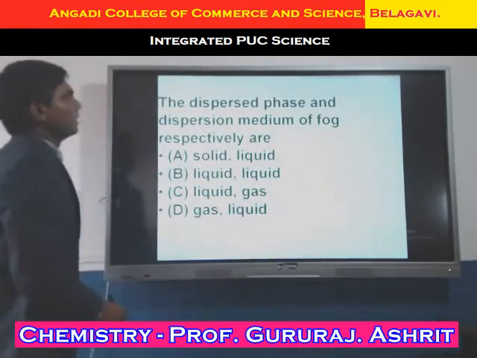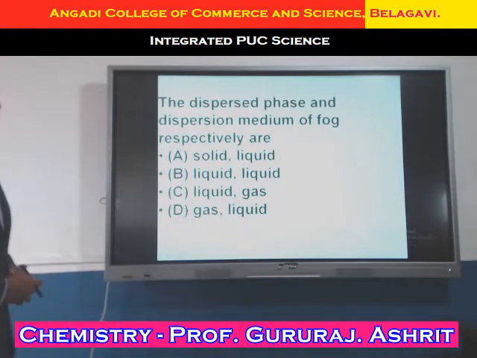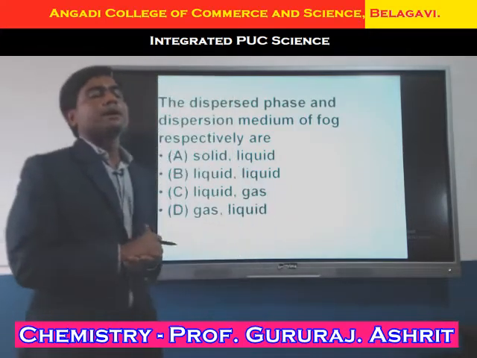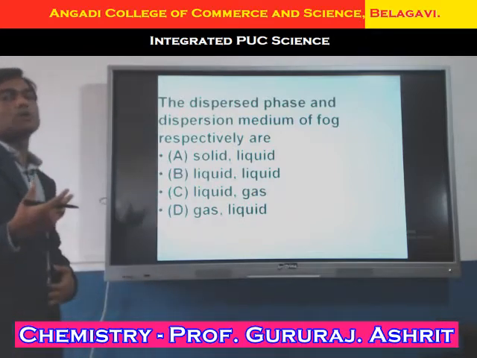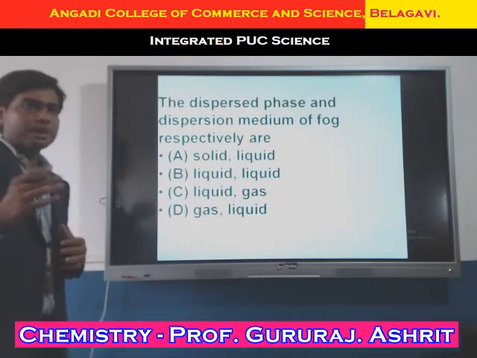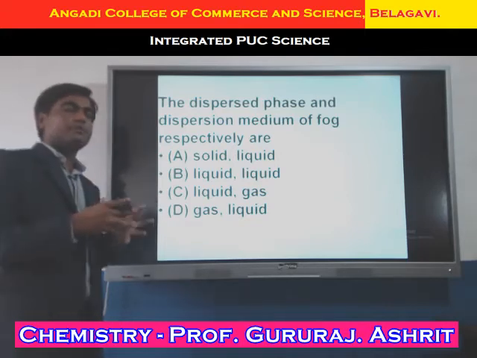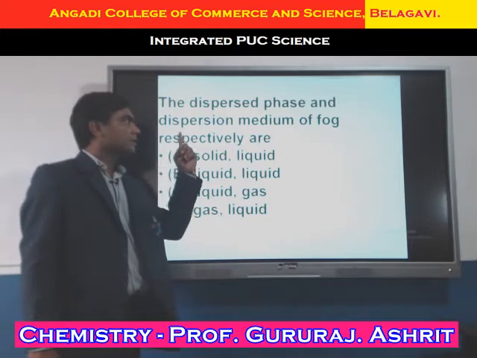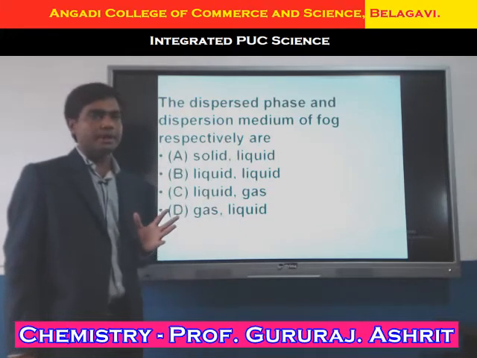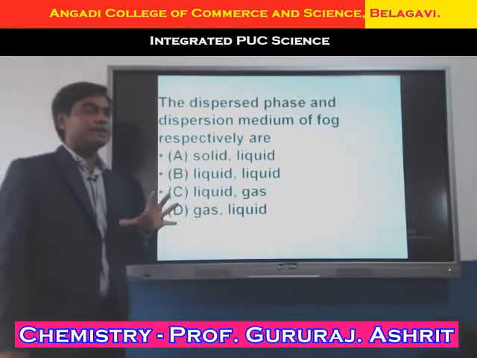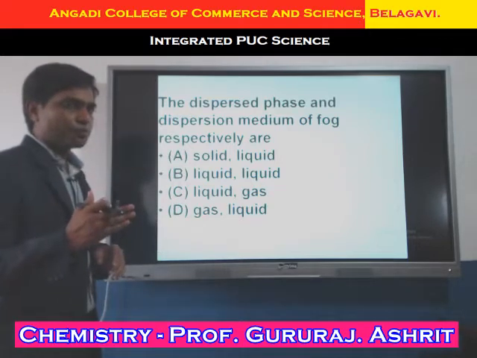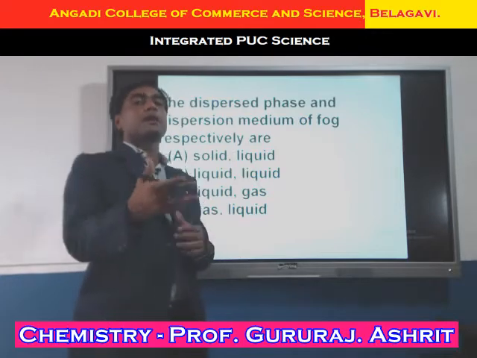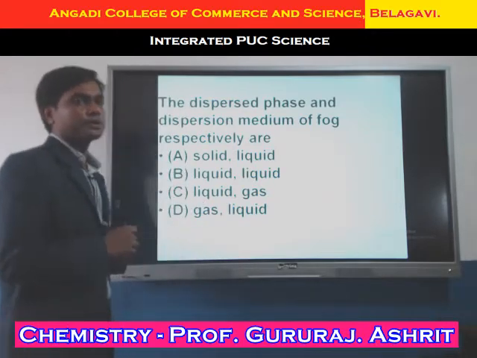Next question: the dispersed phase and dispersion medium of a fog. So now again I will move towards the classification. In Collard's classification, based on the affinity, some classification is there. Based on the phases, some classification is there. So we are having two terms, dispersed phase and dispersion medium. Dispersed phase means the discontinuous part present in less quantity. Dispersion medium means present in large quantity and it will be continuous.